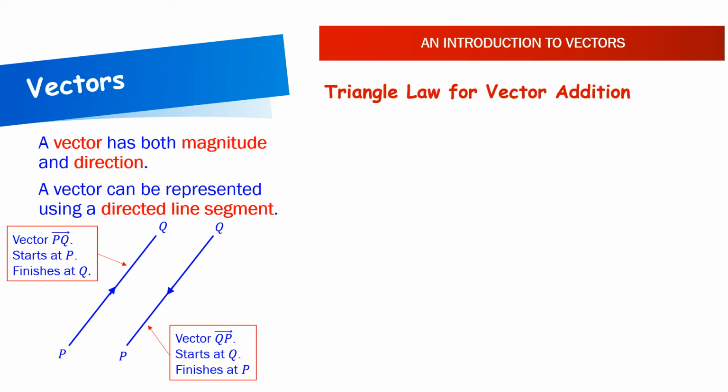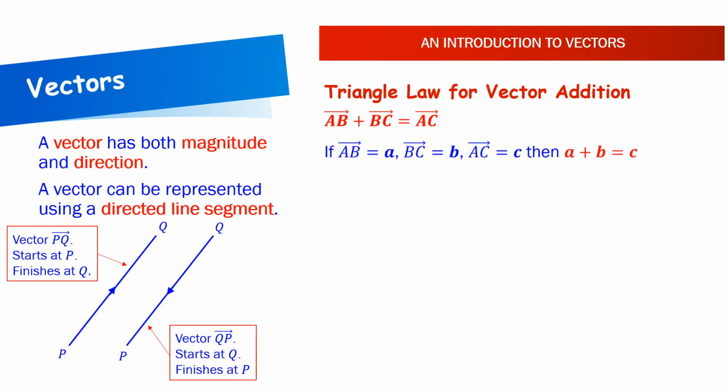Let's now take a look at the triangle law for vector addition. AB plus BC equals AC. If AB equals a, and BC equals b, and AC equals c, then a plus b equals c.